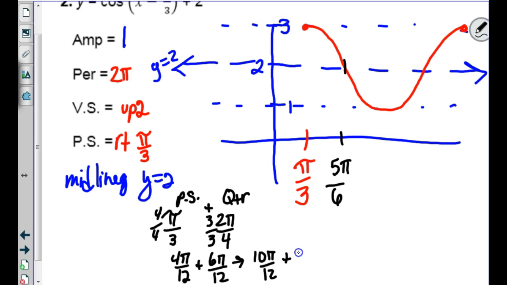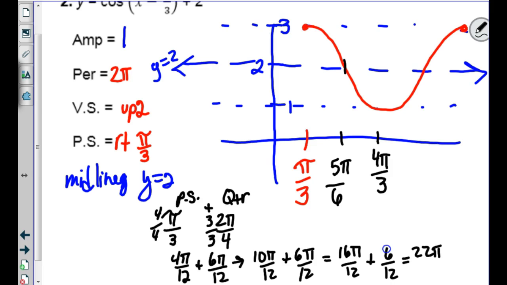Then what am I supposed to add again? Another 6/12, which would be 16/12. 4 goes into both of those. Okay, and then I'm at another 6/12, which would be 22 over 12, which would be 11/6, and another 6/12 is 28/12, which has a pi. I just ran out of room. 28 divided by 4 would be 7/3.